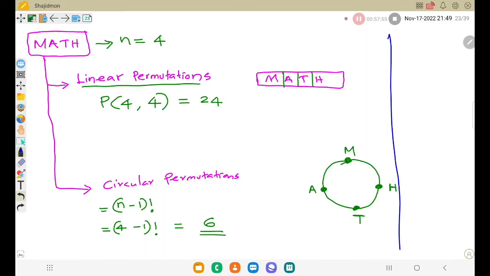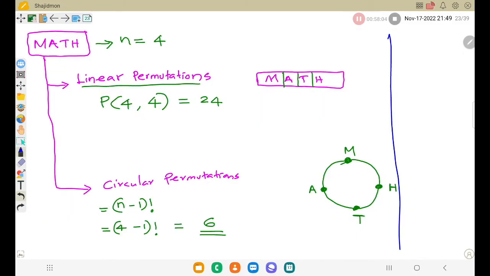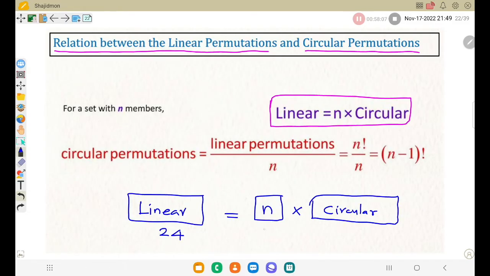In this example you can see, how many linear permutations? 24. What is n? How many letters are there? 4 letters, correct. So 4. How many circular permutations? 6. Is it correct or not? You can see 24 equals 4 multiplied by 6. Always circular permutation will be less, linear permutation will be more. So total objects multiplied by circular permutation, you will get linear permutation. 4 multiplied by 6 equals 24. So this is the idea.